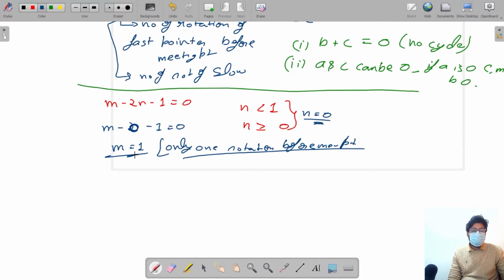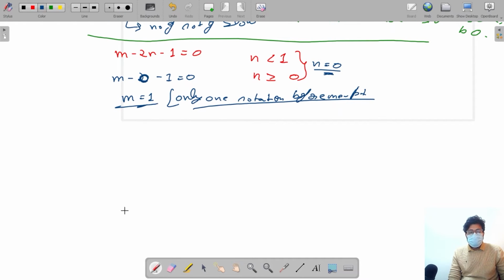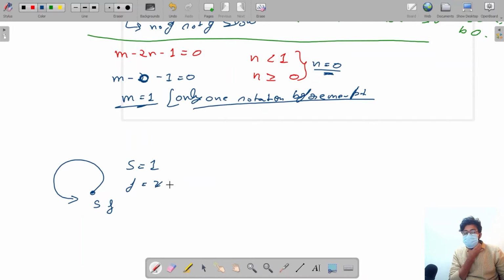M is equal to 1 means one rotation before the meeting point. So let's take an example. This is slow, this is fast. We move in this direction, right? So if this is my meeting point, I can say that S will take 1 round and F will take 2 rounds. But the thing is, F is not taking 2, F is taking exactly 1 and S is taking 0. So in the second round, F will meet. So the second is not considered, right?